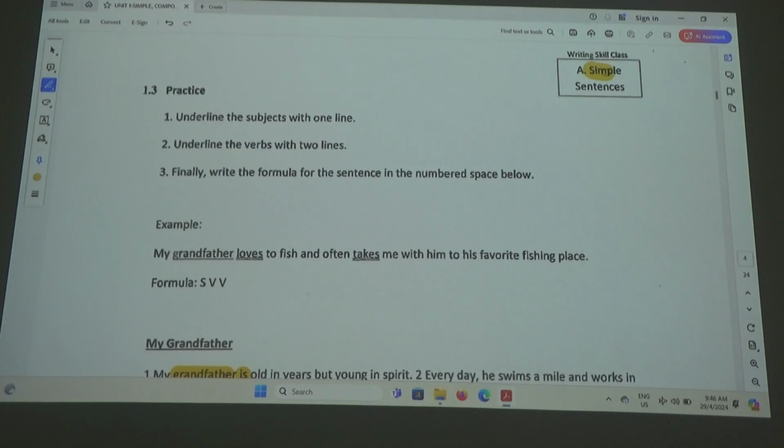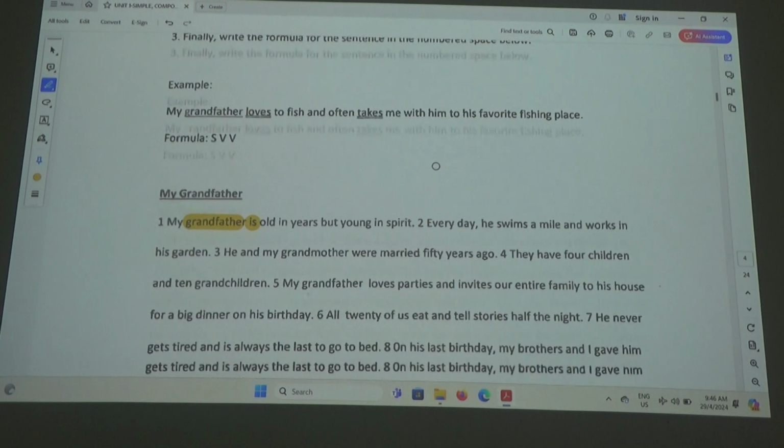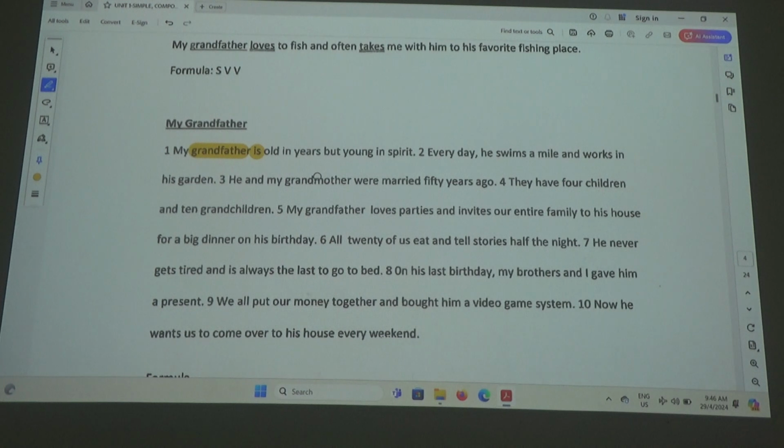Remember, these are all simple sentences, right? But we have a coordinating conjunction here, like but and. Can we check? Can we start now? Okay, so number one is Esri, alright? Okay, number two, Jason, right?